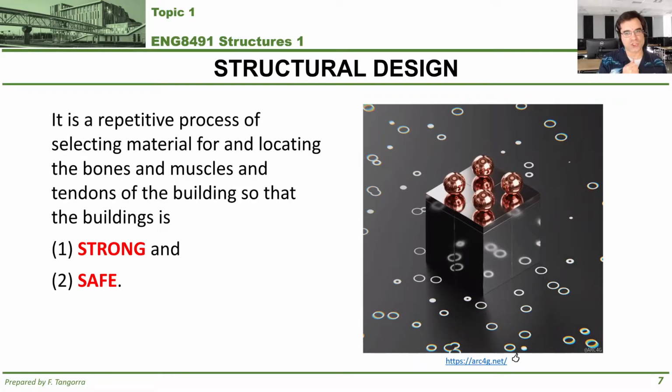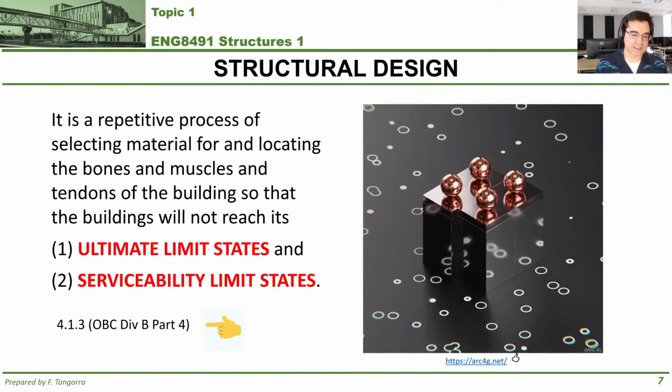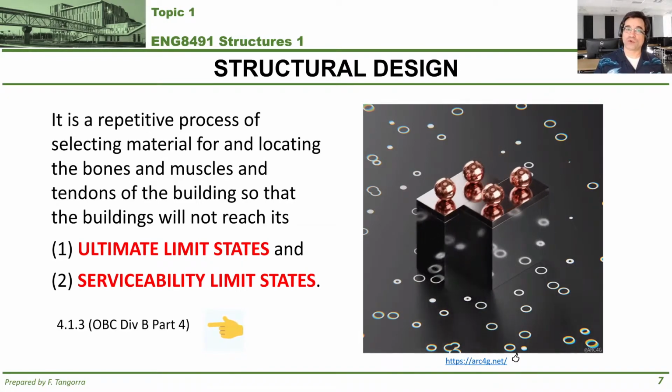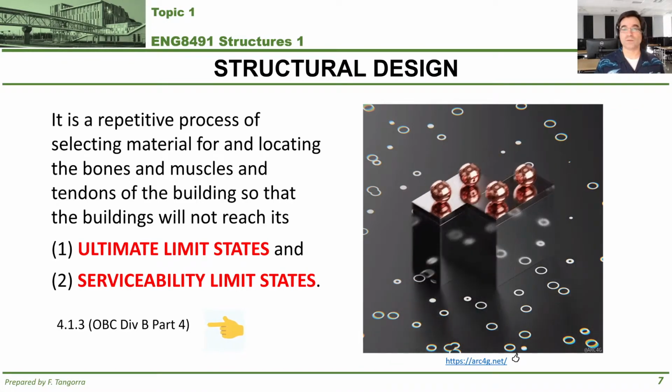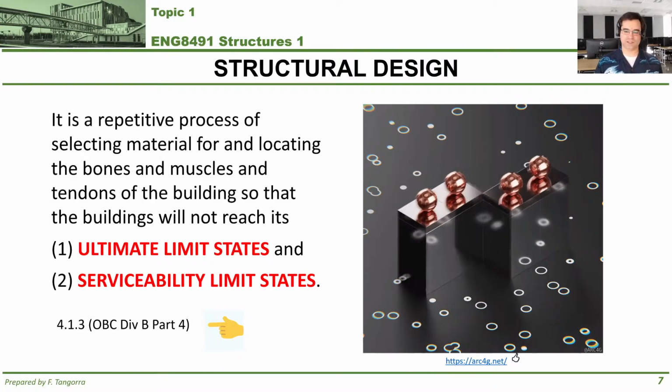Now, if I use a bit of engineering jargon, because you'll hear this used in our business, it would be rewritten as this. The structural design is that repetitive process where you design the structural elements so that the building will not reach its ultimate limit states and will not reach its serviceability limit states. And this is also shown for you under Part 4 of Division B of the Building Code under 4.1.3. Go check it out. Now, ultimate limit states, serviceability limit states, what is that?